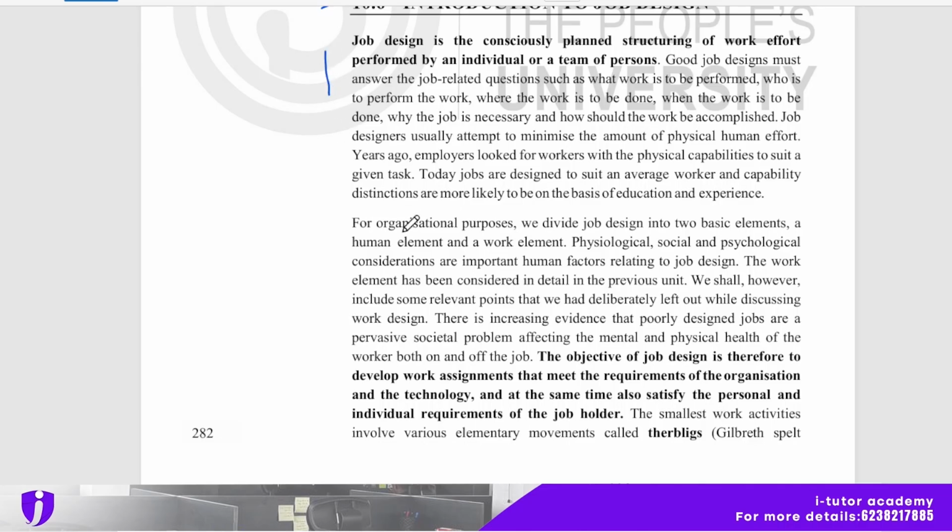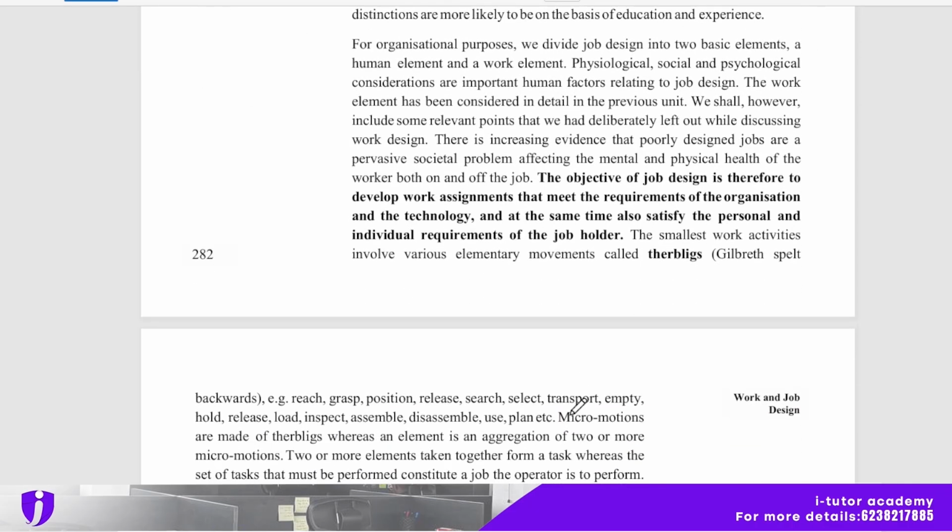And job designers usually attempt to minimize the amount of physical human effort. And for organization purposes, we divide job design into two basic elements: a human element and a work element. Physiological, social, and psychological considerations are important human factors relating to job design. And the work element has been considered in detail in the unit we discussed previously, and please refer to that video. We shall however include some relevant points that we had deliberately left out while discussing work design.